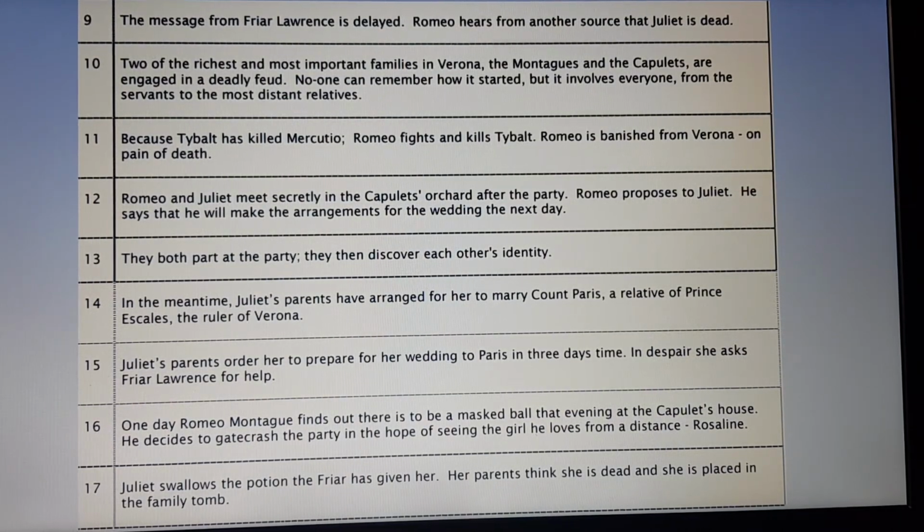So of those 17 parts of the story, you now need to organise them into the correct order and copy them out onto your paper or into your English book, wherever you're working. It's a good idea to write down just the numbers first. You can check on the next slide that you've got the numbers in the correct order before you copy it out.